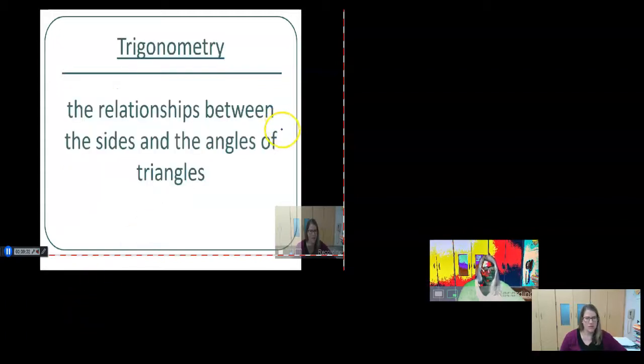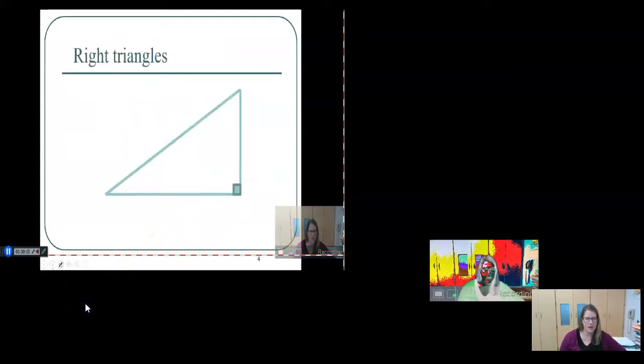Okay, so first of all, what is trigonometry? Trigonometry is the study of relationships between the sides and the angles of triangles. So basically, it's how the angles in a right triangle are related to the sides. And of course, it can be expanded to other triangles, but today we're concentrating on right triangles.